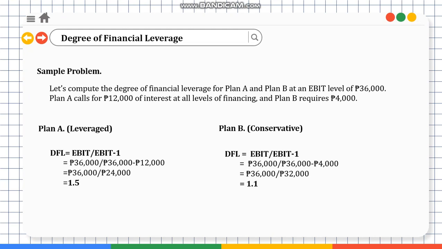And as expected, Plan A has a much higher degree of financial leverage. At an EBIT level of 36,000, a 1% increase in earnings will produce a 1.5% increase in earnings per share under Plan A, but only a 1.1% increase under Plan B. Plan A will always exceed Plan B, though the DFL may be computed for any level of operation, and it will change from point to point.